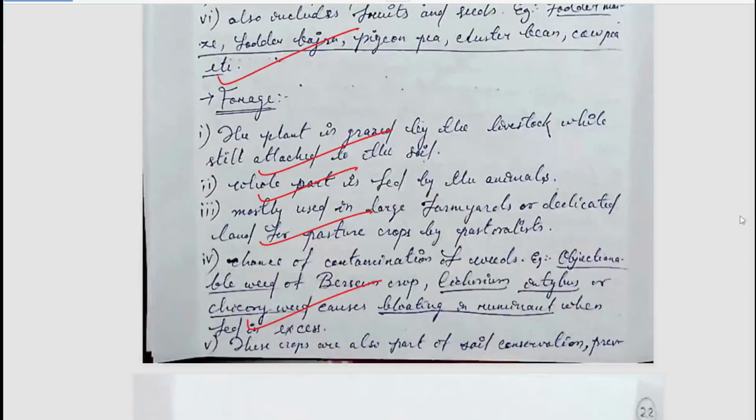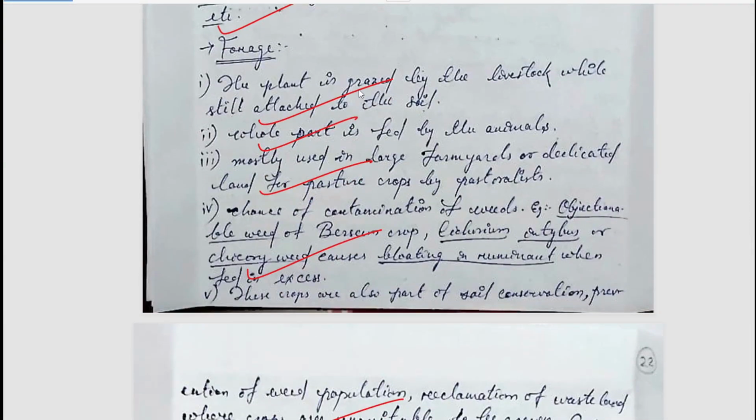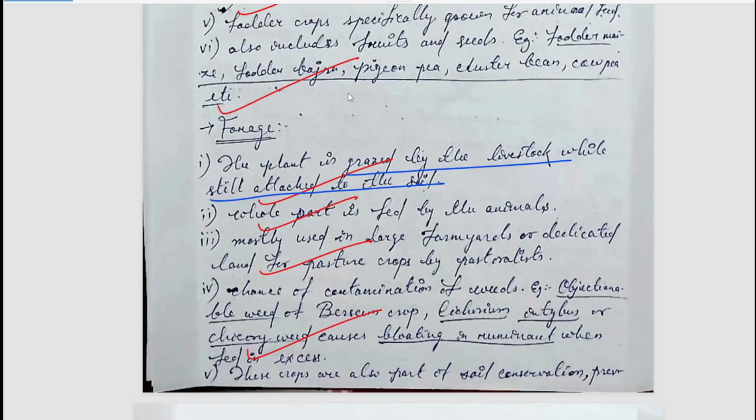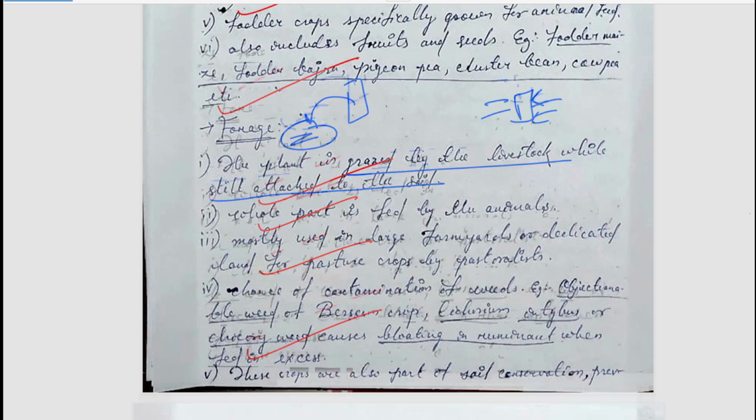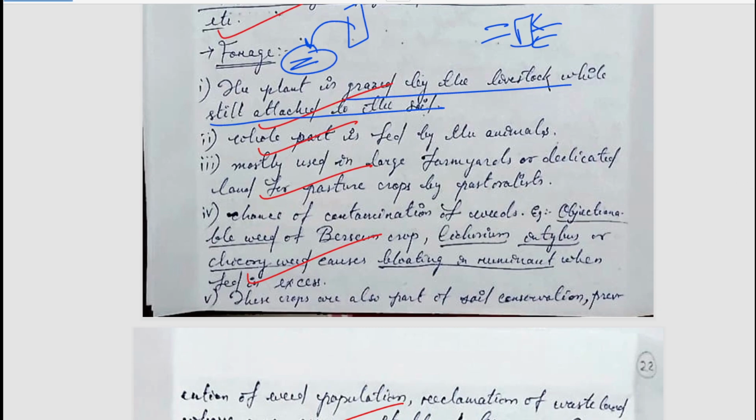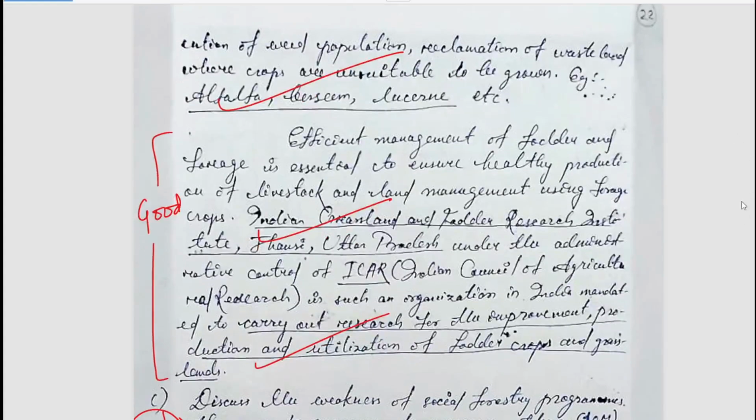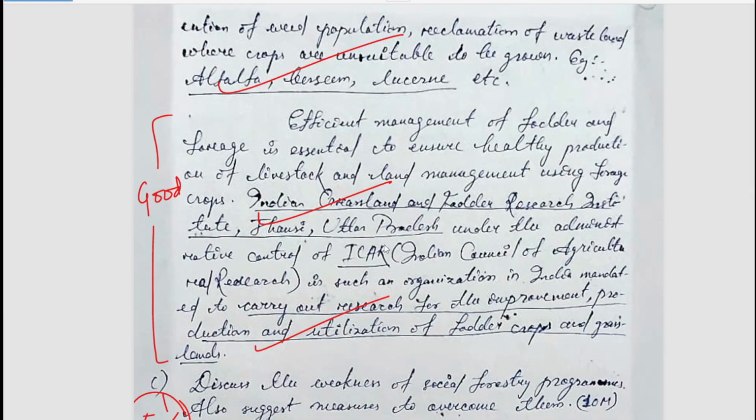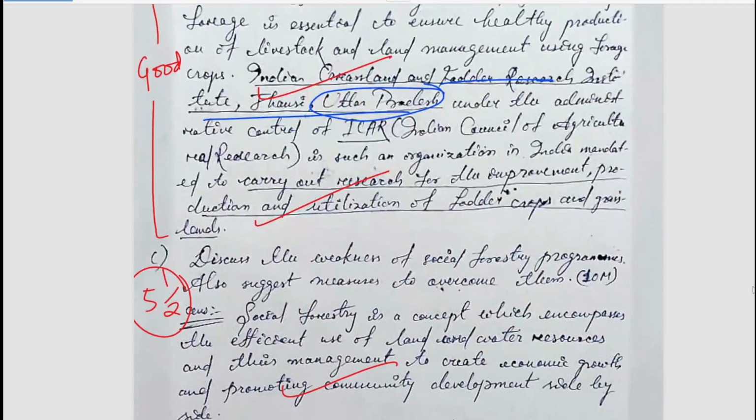Now, what is about forage? Forage. These are grazed by the livestock while still attached to the soil. Okay, so this is the difference. The fodder is cut and brought to the animals, but forage is grazed by the animals whenever they are on the field only. But that can be stored also. You can do hay making and silage making for storing these forage. So written points, you can simply pause and read it. And again, very good conclusion where the Indian Grassland and Fodder Research Institute of Jhansi, Uttar Pradesh have been mentioned. Now let's move to the next question.